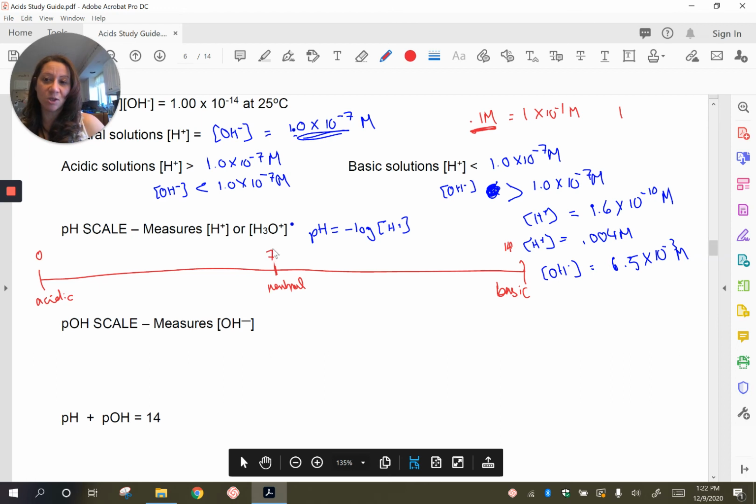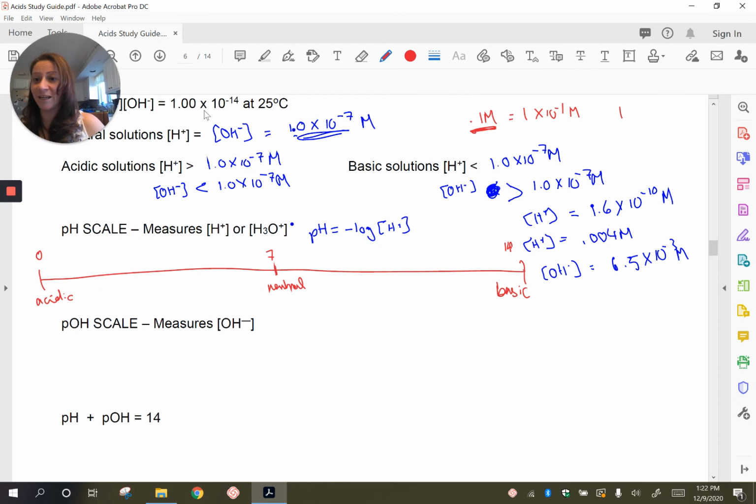Notice that 7 is only neutral at 25 Celsius. If you're at a different temperature, then your K is going to be different, and the square root of that number will be different. And so 7 is only neutral at room temperature. But low pH numbers are acidic, high pH numbers are basic. And we've always learned that 0 to 14, in reality, could be lower than 0. It could be a negative number. If it's 10 molar HCl, well, that's a pH of negative 1. Or it could be a higher number than 14. So this is like, in general, but you could have higher or lower numbers than that scale.